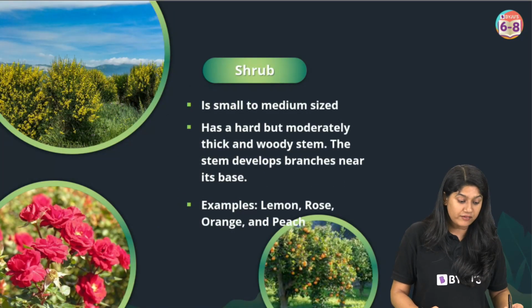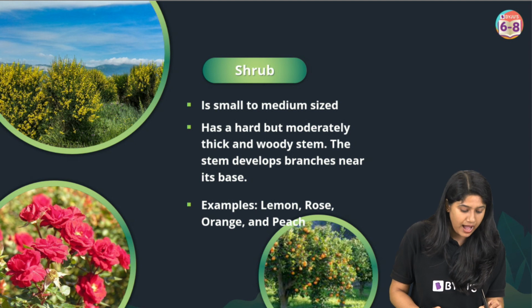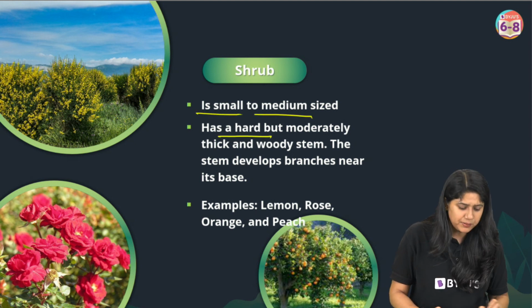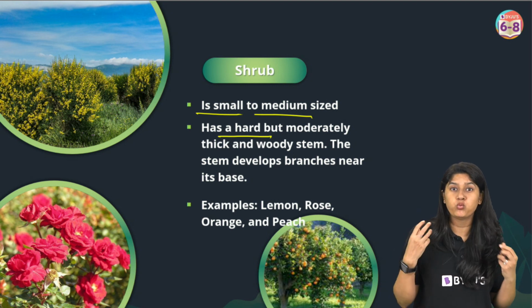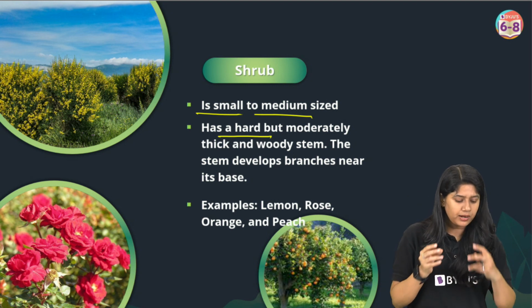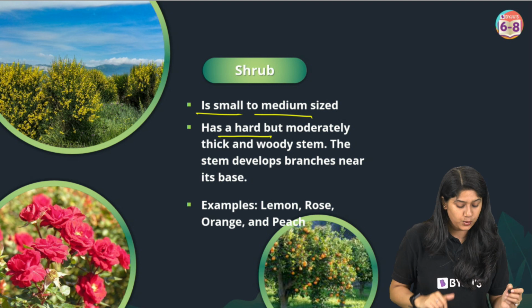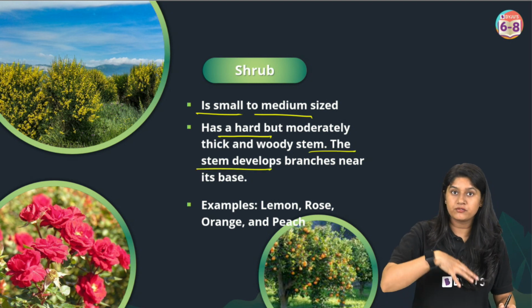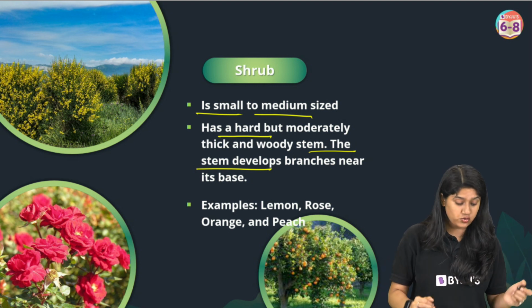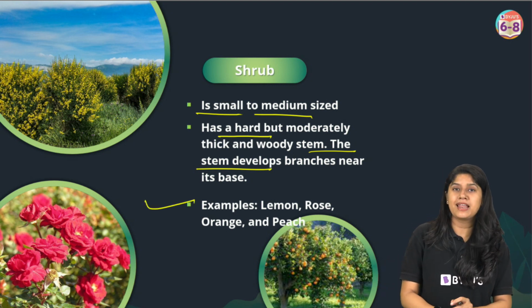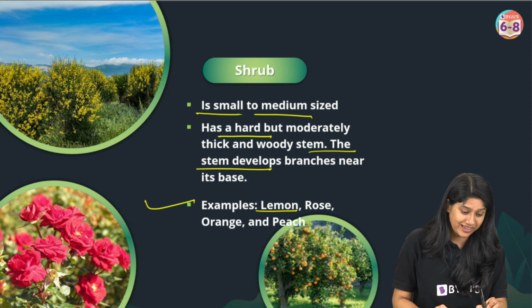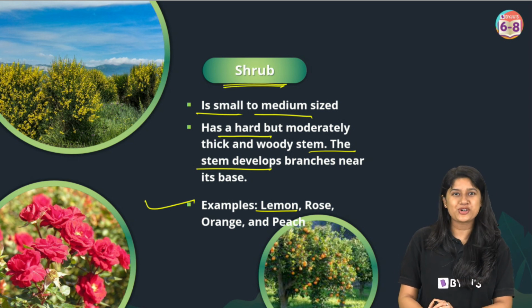Then of course we have the shrubs. Now shrubs are small to medium in size, right? They have a hard but not very woody stem, a moderately thick woody stem. The stem will definitely have branches at the base, right? The examples for this are the lemon tree, the rose, orange and peaches, which fall under the category of shrubs.